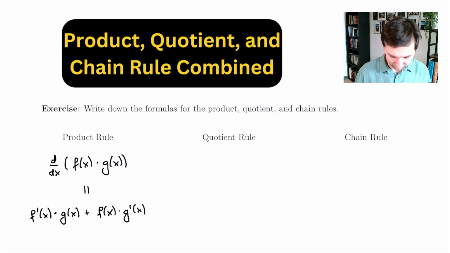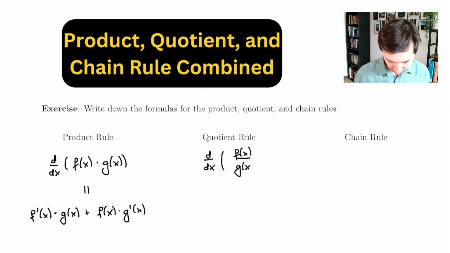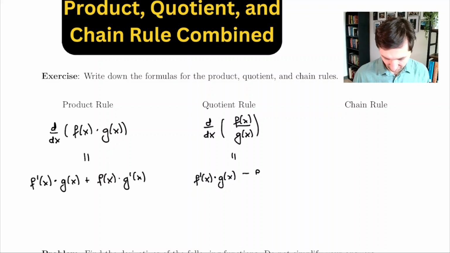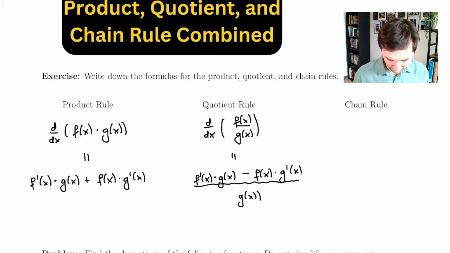To take the derivative of a quotient of two functions, f of x and g of x, you simply take the derivative of the top function, f prime of x, multiply it by the bottom function, and subtract from it the top function, multiplied by the derivative of the bottom function, everything divided by the bottom function squared.